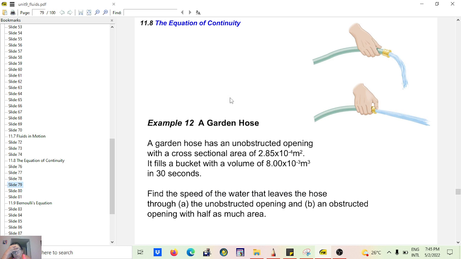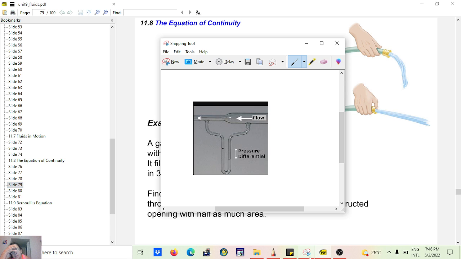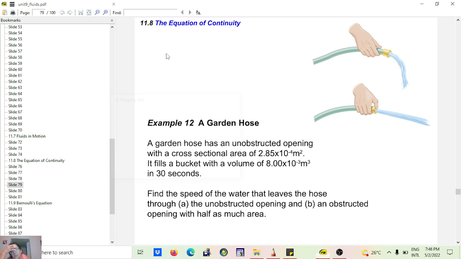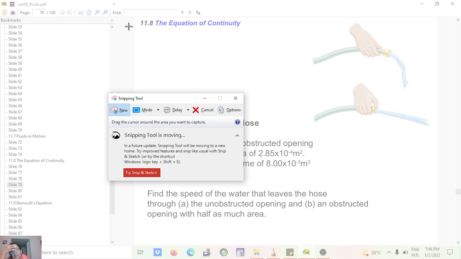Okay, so let's do a quick example. If it's unobstructed, of course it's going to flow slow compared to obstructed, where it's going to go faster. Okay, so let's try to answer this question here.